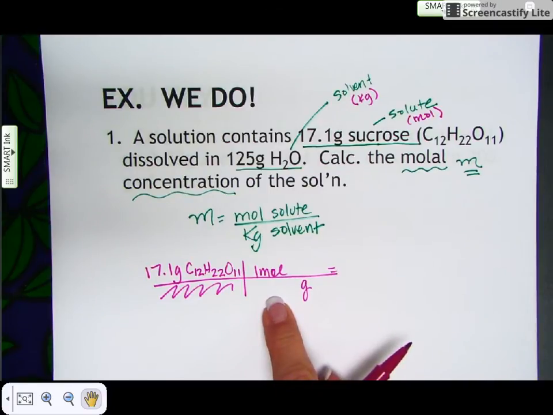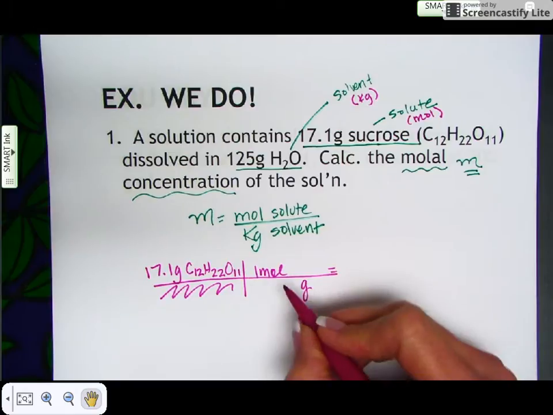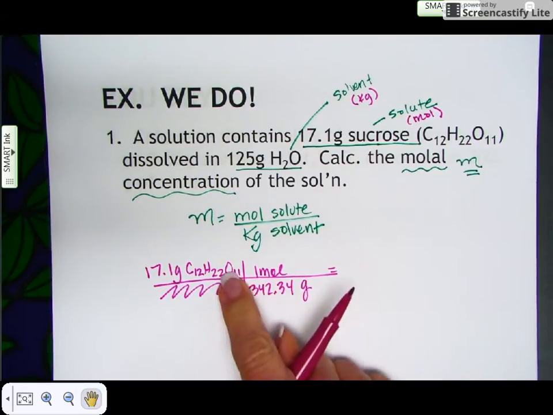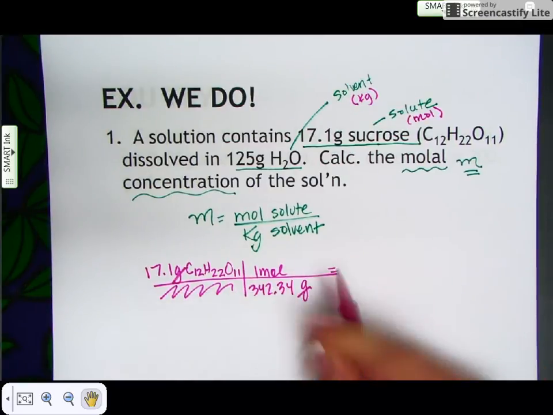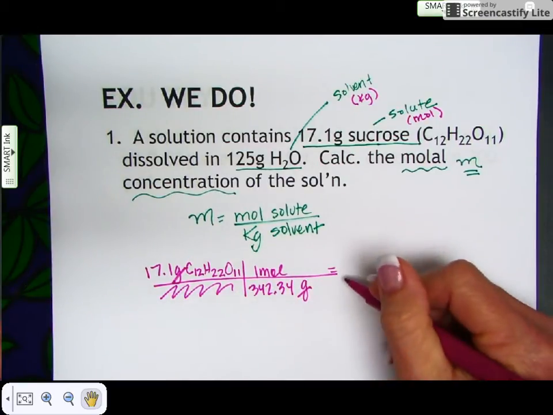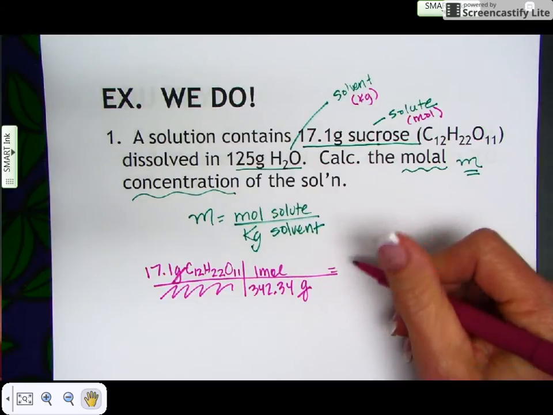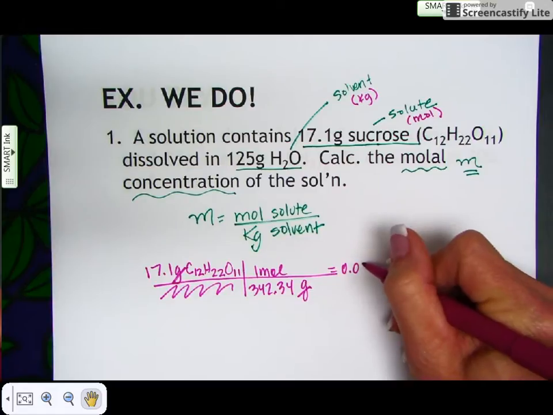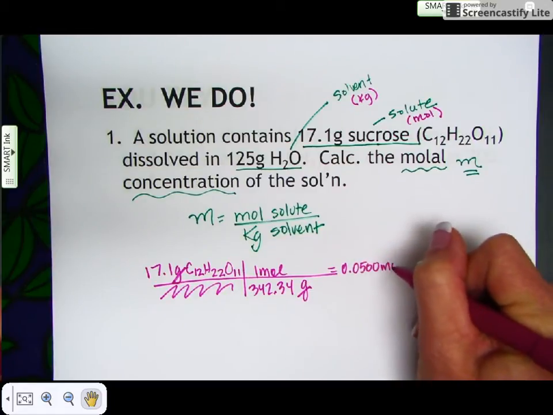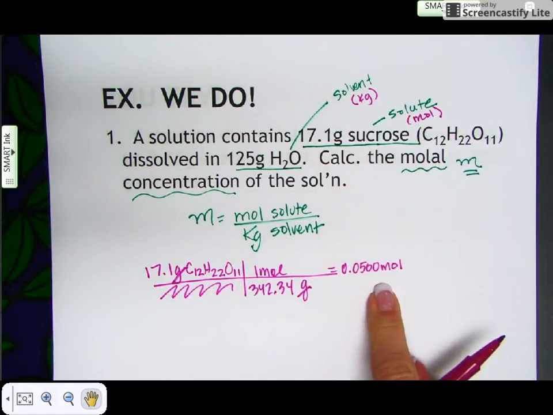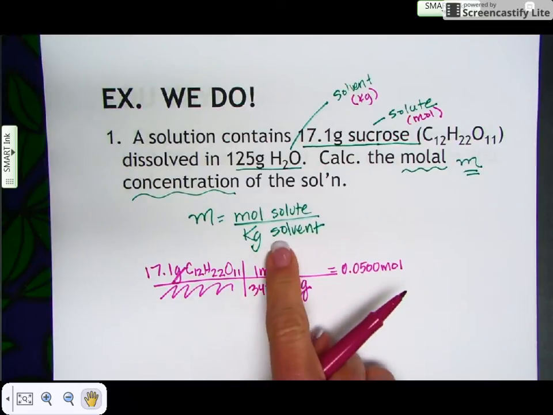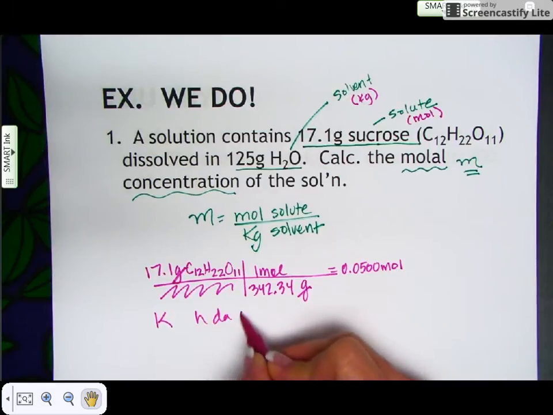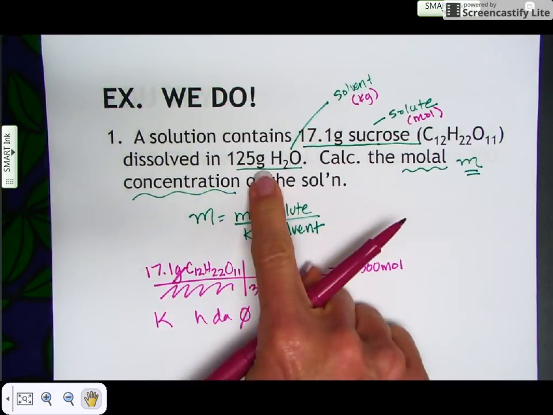So when you add the molar mass of this up, you get 342.34 grams per mole. This allows grams to cancel. When you divide by your molar mass for your moles of solute, you get 0.0500 moles. So there's the moles of the solute. And now we need to get the solvent in kilograms. So we've got to go from grams to kilograms.